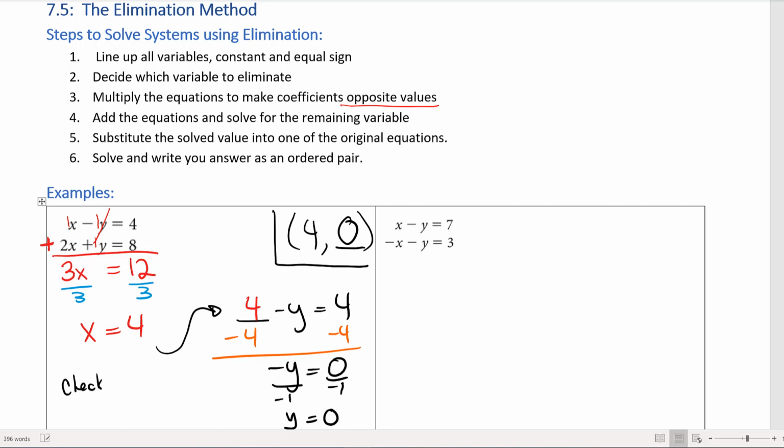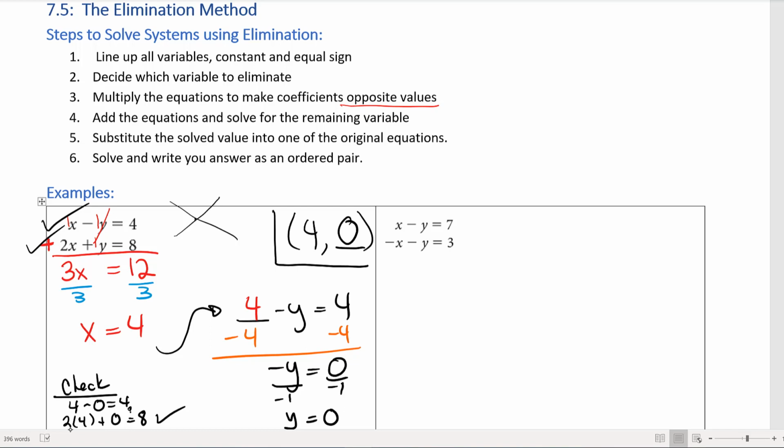If you're interested in checking, you can. Every time you see an x, plug in your x value 4, and every time you see a y, plug in 0. So 4 minus 0 equals 4 in my first equation. That checks out. Next, we have 2 times 4 plus 0. Does that equal 8? Well, yeah, 2 times 4 is 8, and 8 plus 0 is 8. So they both check out. So (4, 0) is our one unique solution. If I were to graph this, it would be two lines that intersect. I'm not actually going to graph, but that's how the graph would look.